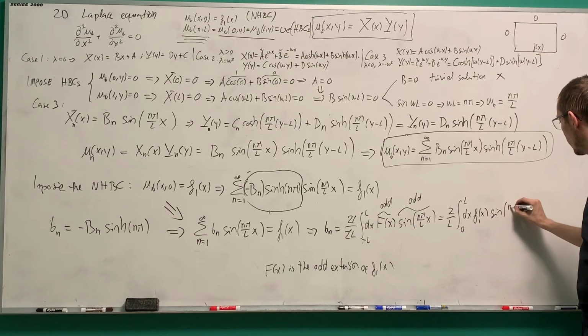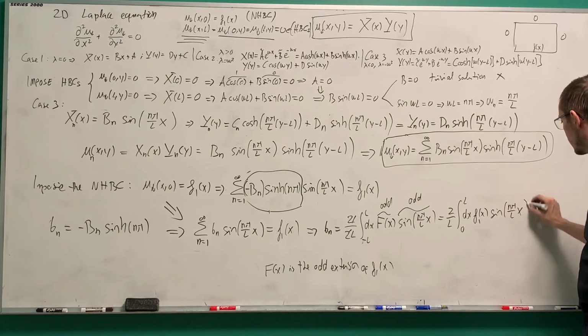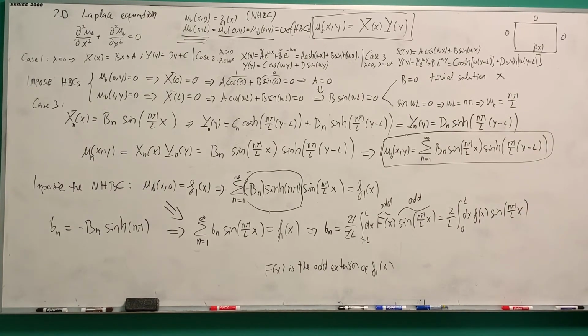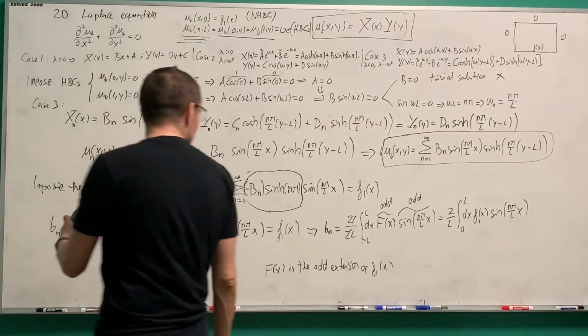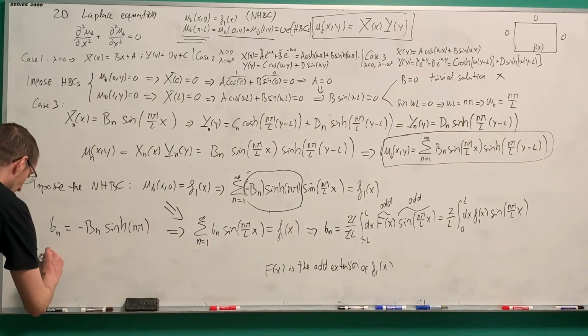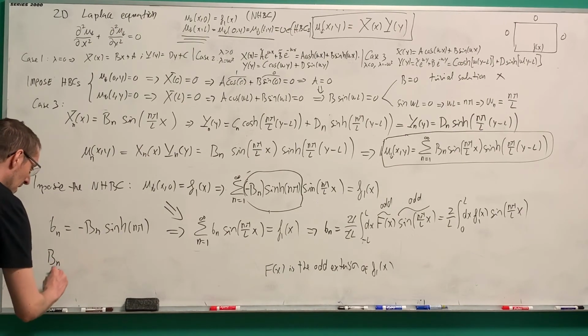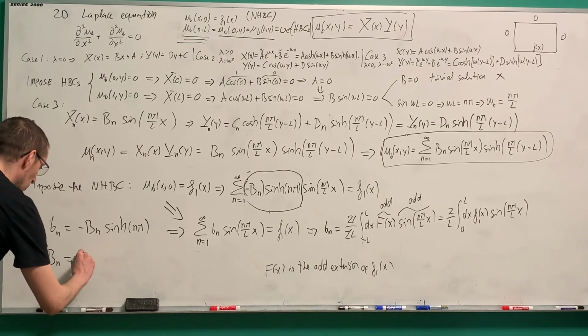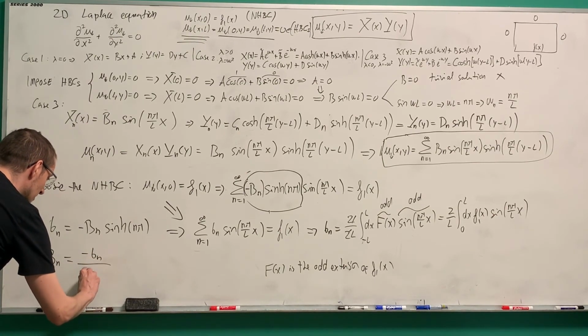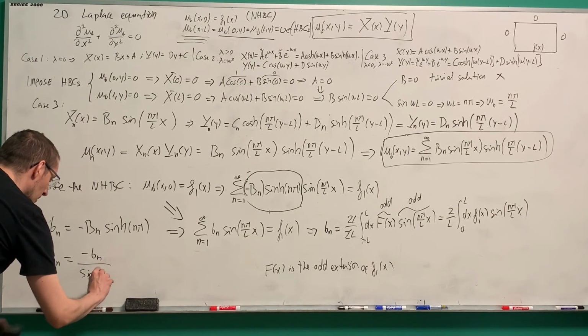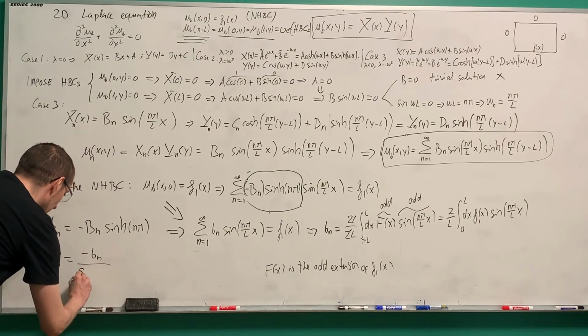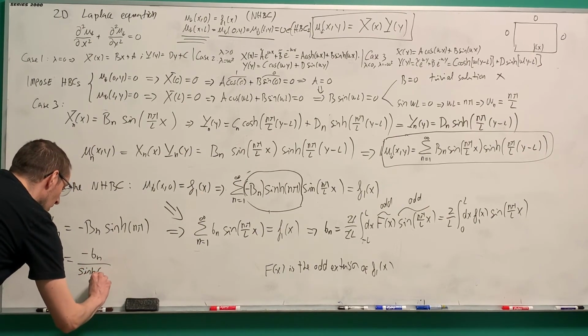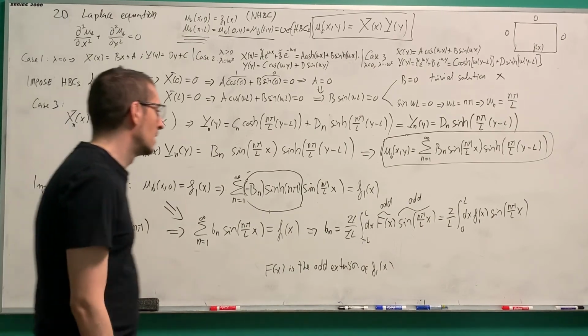Sine of n pi x over L. All right, and those are the bn's. But I don't want the small bn's, I want the big Bn's. So I need to go here and find Bn, it's equal to minus bn divided by the sinh of n pi.